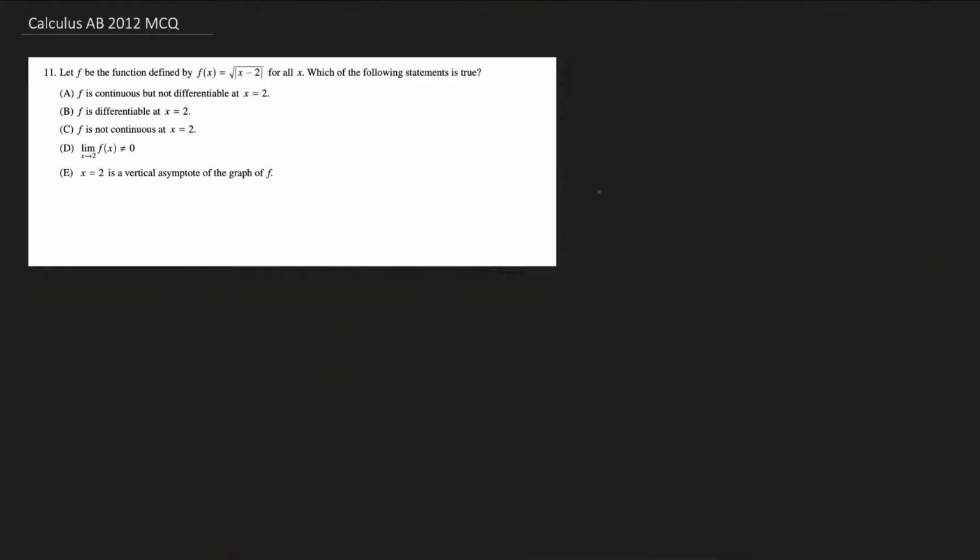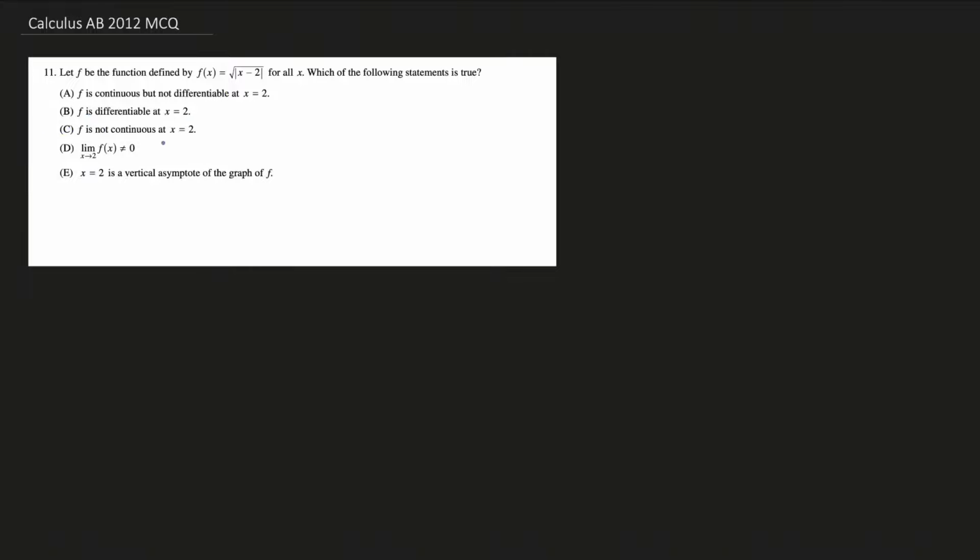Alright, number 11 says, let f be the function defined by f of x is equal to the square root of the absolute value of x minus 2 for all x. Which of the following statements is true? So for this one, the first one says A, f is continuous but not differentiable at x equals 2. B, f is differentiable at x equals 2. C, f is not continuous at x equals 2.